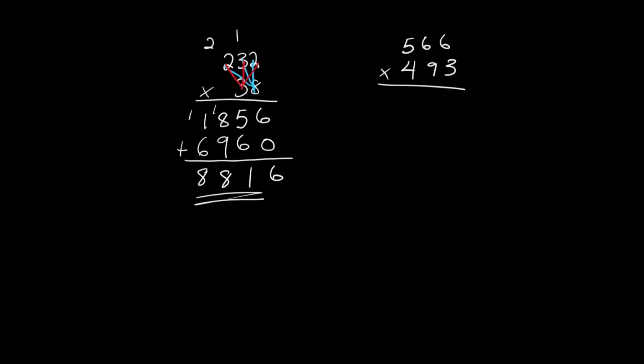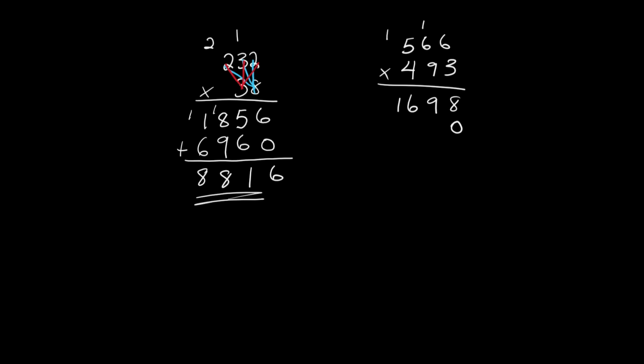Now, as mentioned, we're multiplying each term below by each term above. So 3 multiplied by 6 will be 18, carry 1. 3 multiplied by 6 will be 18 plus 1, that's 19, still carry 1. And 3 times 5 is 15, plus 1, that's 16. We're skipping a line, so we add a 0.